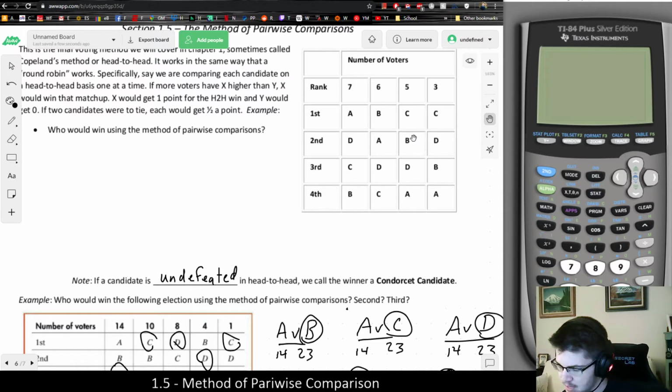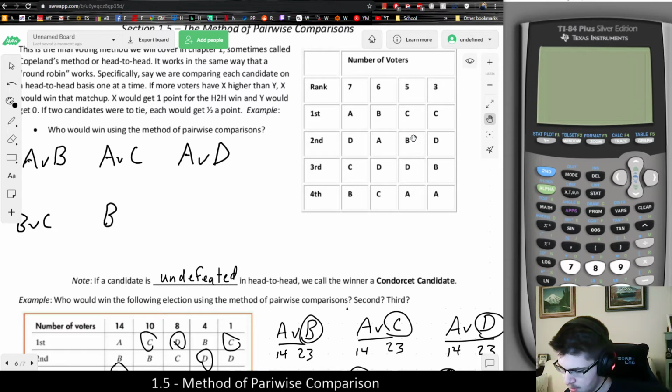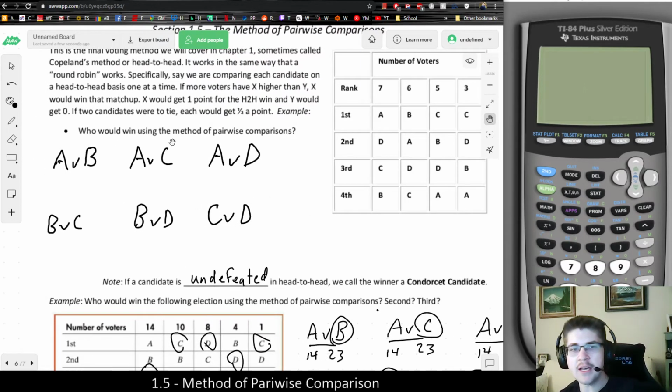In this case, we have 4 candidates, so there's going to be 6 matchups. Again, it's going to be A versus B. What I like to do is start with each pair, and then I can do the mathematical comparison after I get my things set up. And as I probably have said too many times already, you don't have to do it exactly as I do it. If you can figure it out without doing it this way, that's totally cool.